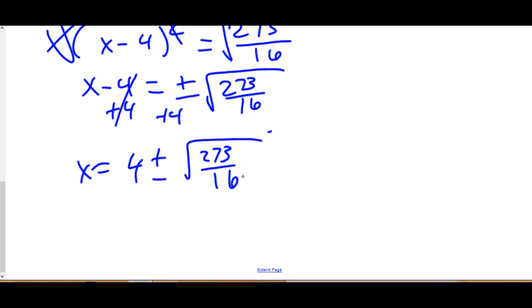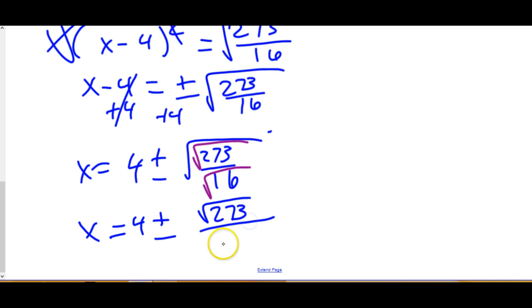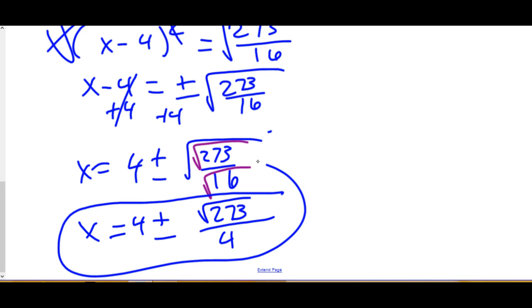Now we're not quite done because we can simplify this a little bit. When you have a fraction, you can square root each part individually. I can say square root of 273, square root of 16. 16 is a perfect square, so we know the square root of 16 is 4. That's the only number multiplied by itself that makes 16, except for negative 4, but we already have our plus or minus sign involved. So this would be our final answer.